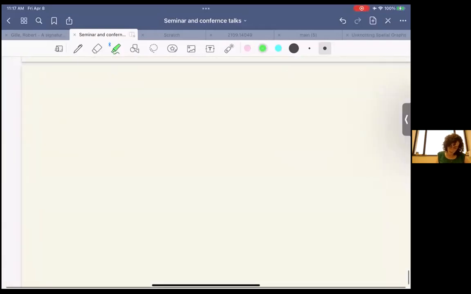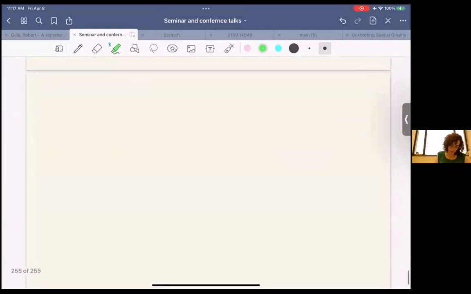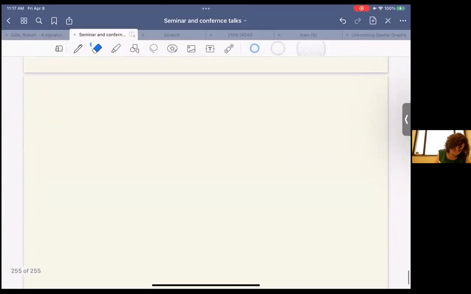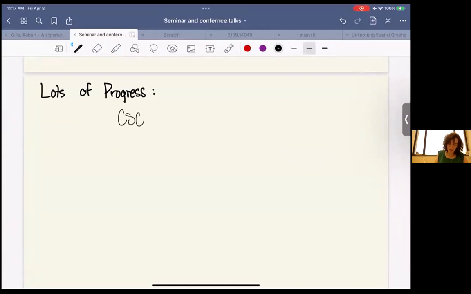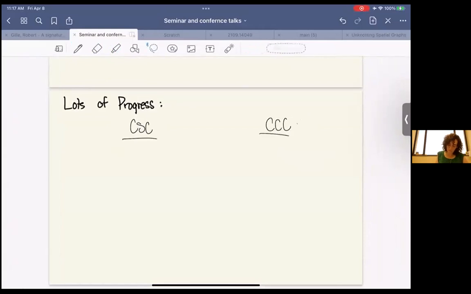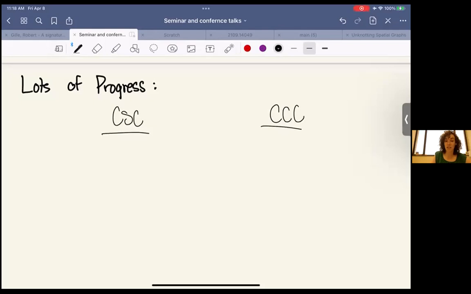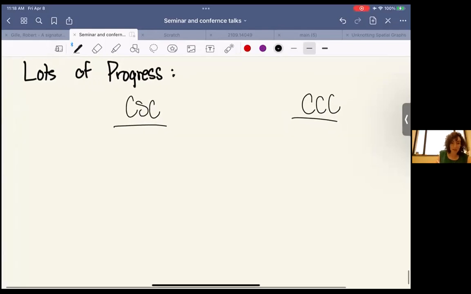All right, so I'm going to put up a history slide now and mention some of the progress that's been made. There's a lot, too much to actually mention all here, but I'll say some of the highlights. Lots of progress. Okay, so we'll have the cosmetic surgery column and the cosmetic crossing change column over here. The history of the cosmetic surgery conjecture kicks off with Gordon and Luecke's article, Knots Are Determined by Their Complements, from 1989.